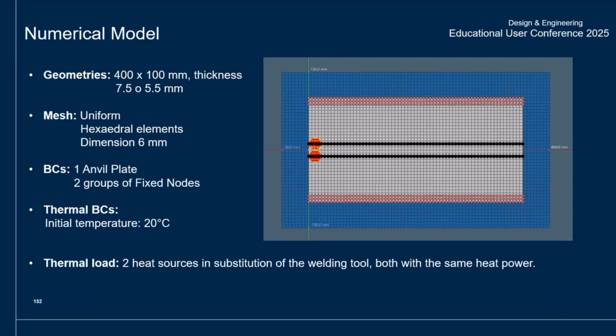The thermal boundary condition provides a simulation initial temperature equal to the environment temperature, which is about 20 Celsius degrees, while the load applied to the geometries is only of a thermal type and is represented by 2 heat sources, both defined with the same heat power, that flow along the welding path in substitution of the welding tool. So we can say then that in the simulation, the welding tool is not physically represented.